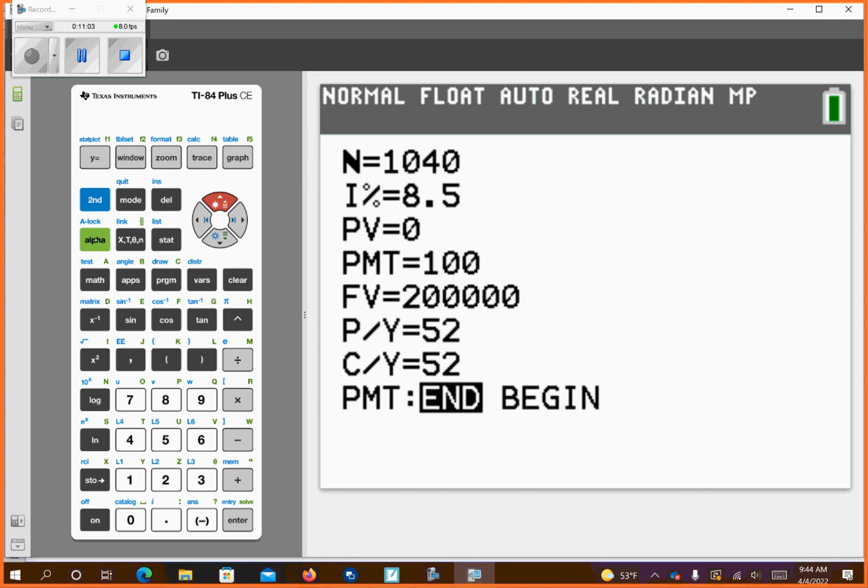So if I go to alpha and solve, that means that I have to put in $73.20 every week for 20 years at the 8.5% interest to wind up with $200,000. Is $73.20 a lot each week? It could be. Depends upon what your means are.